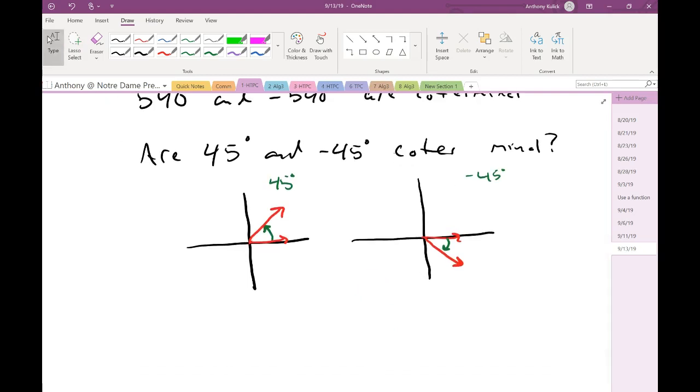So, what negative angle is going to be coterminal to 45 degrees?